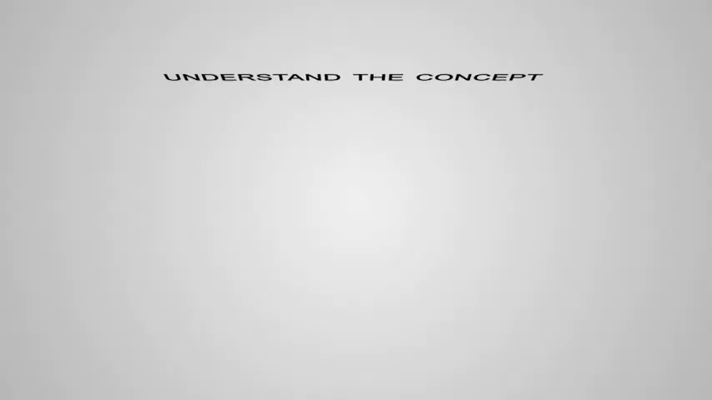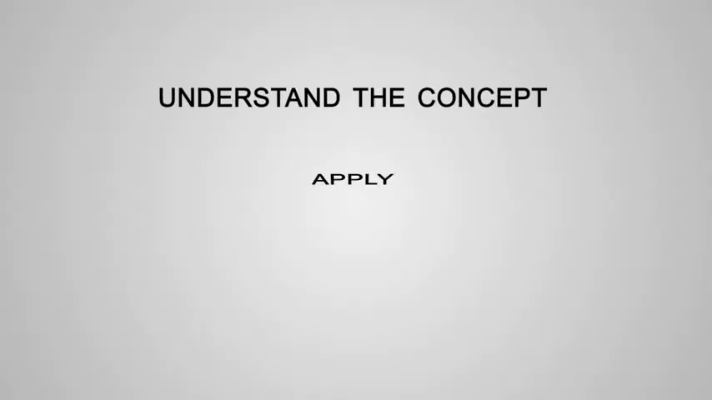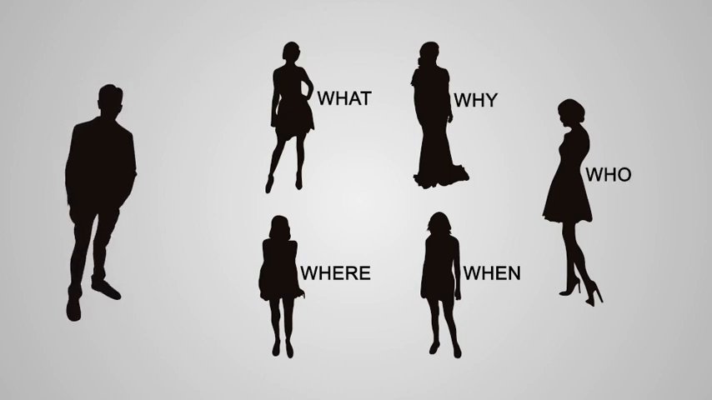Please remember that mathematics and science are two subjects that you have to understand. Do not mug up. The easiest method to learn is to first understand the concept and then apply the judicious method. That means you have to ask the five wives questions. That is, what, when, where, who, and why. And the poor husband's question is, how?